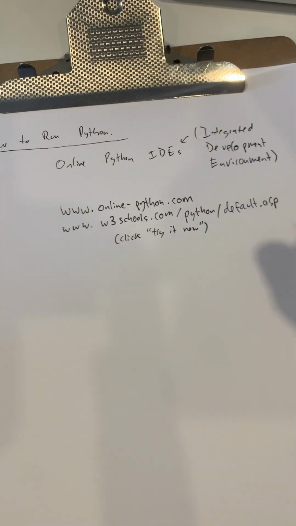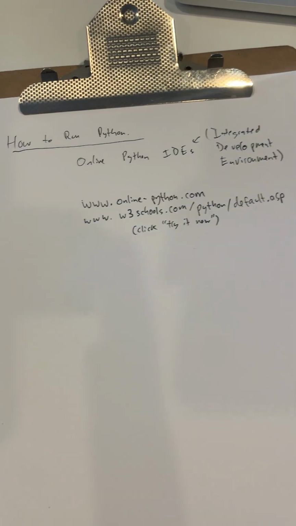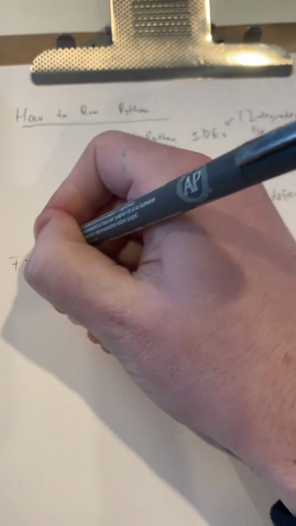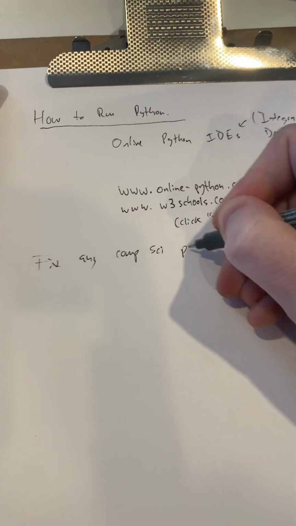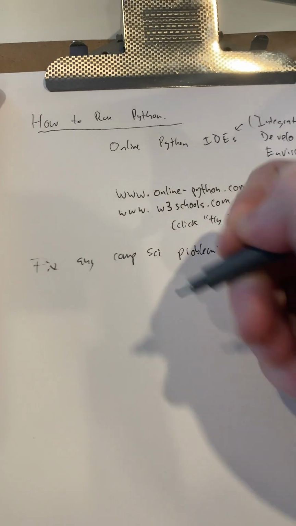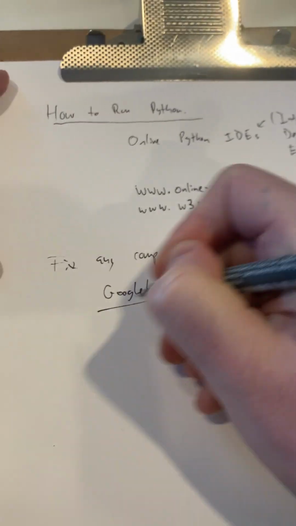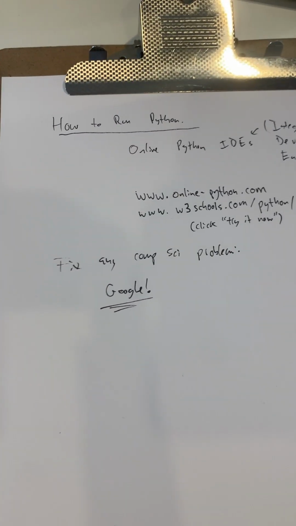So first off, before we get into any actual code, we have to cover a general guide to fixing any computer science problem. So same sort of deal. Fix any comp sci problem. Google. Yeah, Google is really your friend. Got to use Google. There's a ton of computer science information on Google.